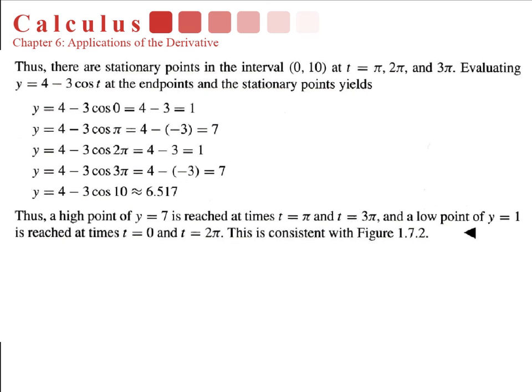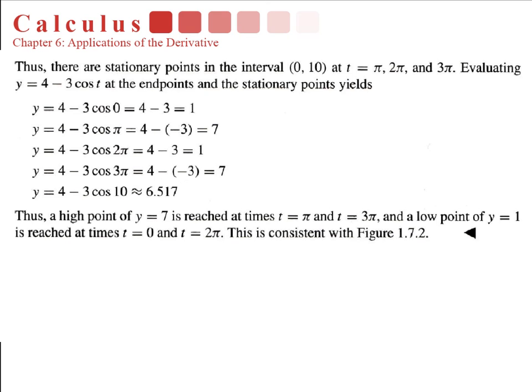Evaluating y equals 4 minus 3 cosine t at the endpoints and the stationary points yields the following 5 possibilities. Plugging in 0, we get 1. Plugging in pi, we get 7. Plugging in 2 pi, we get 1. Plugging in 3 pi, we get 7. And plugging in 10, which is the endpoint, we get an approximation, 6.517.